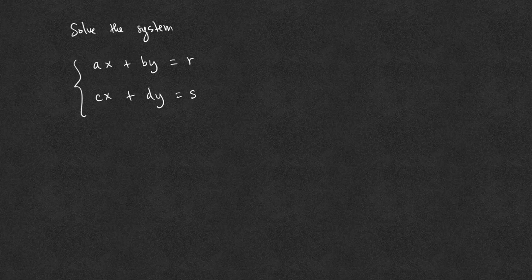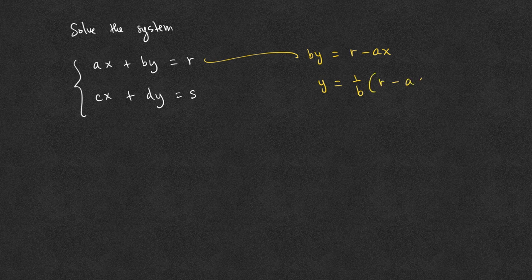Solve the system of two linear equations, ax plus by equals r, cx plus dy equals s, with two unknowns x and y. Using the substitution method, first we isolate y using the first equation: by equals r minus ax, so that y equals 1 over b times r minus ax. This is r over b minus a over b times x.